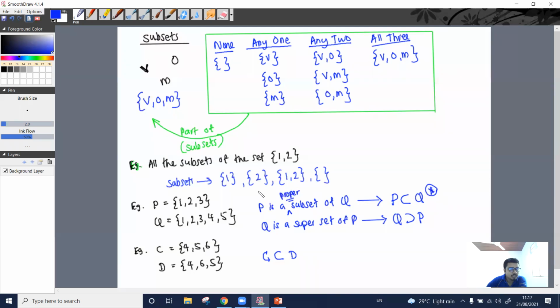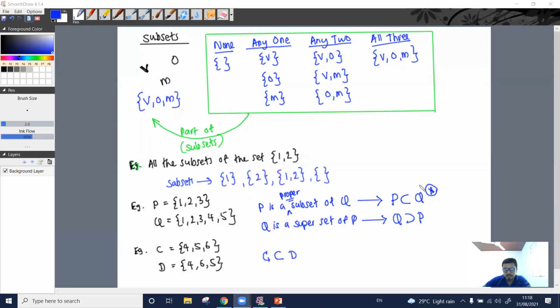Why? For it to be proper, what should happen? Apart from the elements in this set, at least one more element should be in the other set. Is that so here? Apart from the elements in set C, is there at least one additional element in D? Yes or no? There are no additional elements in set D. Therefore, C is not a proper subset of D, but C is a subset of D.